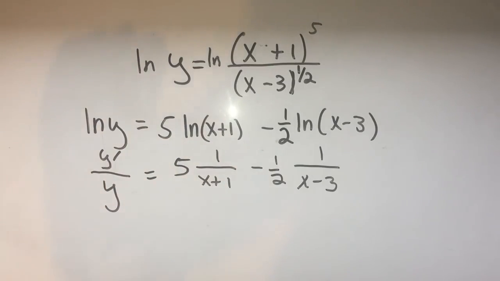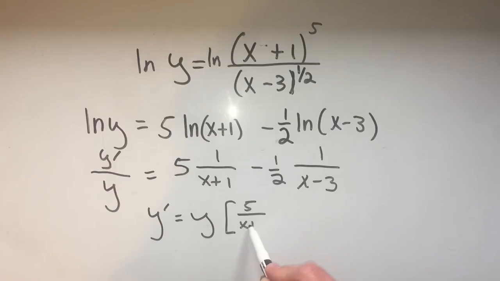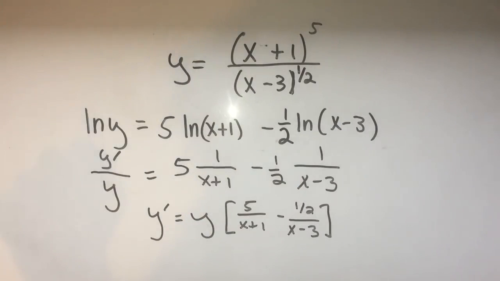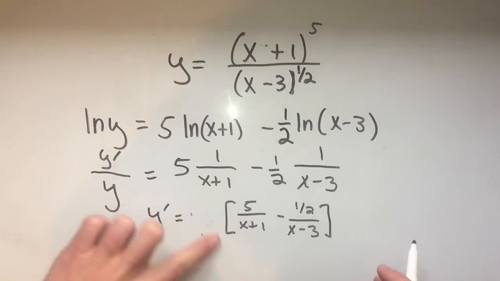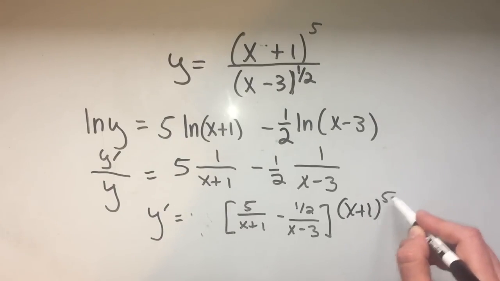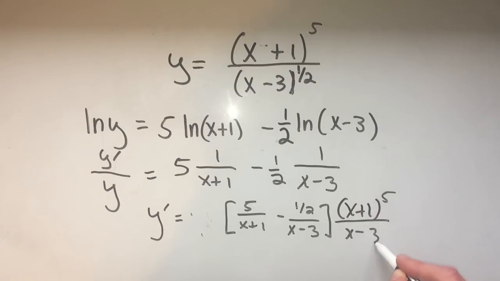Now y prime is the answer, so I'll multiply both sides of this equation by y. And actually, I know what y is, don't I? y was that original thing that we had up there. So I'll just replace y, I'll write it over here to the right. And there you go, there's your derivative.